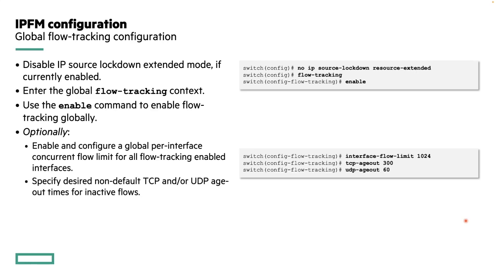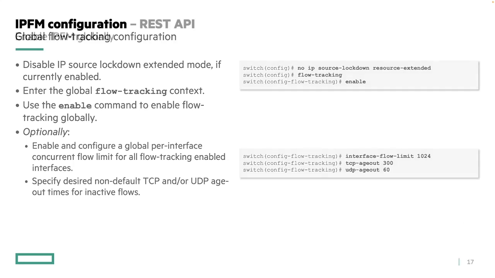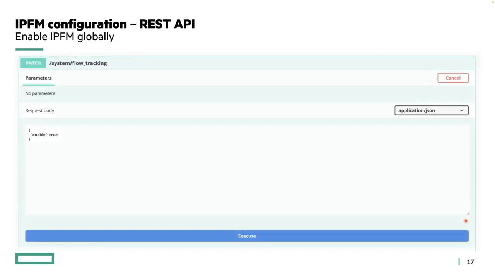And I just have a couple of examples here. Modifying the TCP age-out timer to be 5 minutes instead of 10, and the UDP age-out timer to be 60 seconds instead of 30. To use the REST API to enable IP Flow Manager globally, you can use the patch method to set system flow tracking enabled to true.